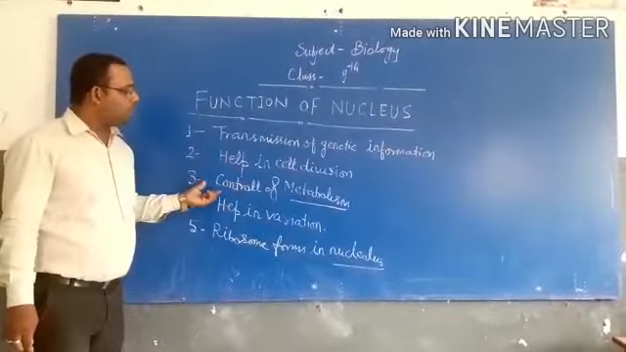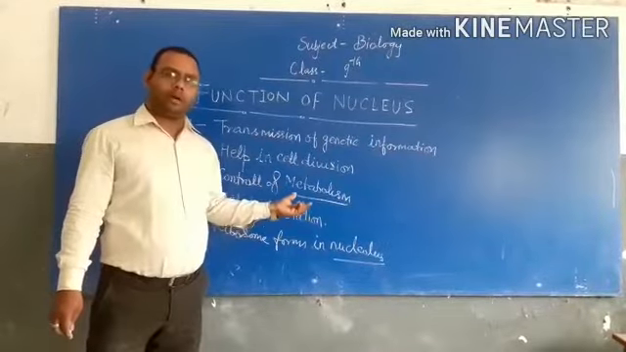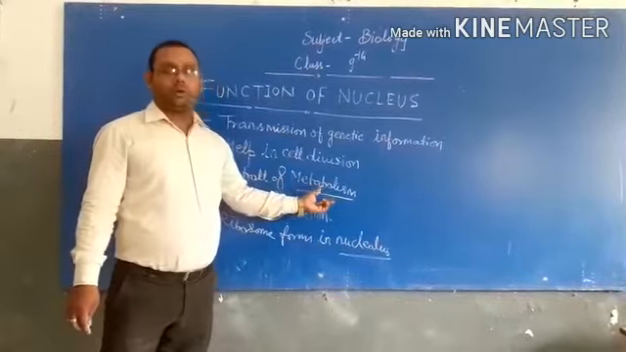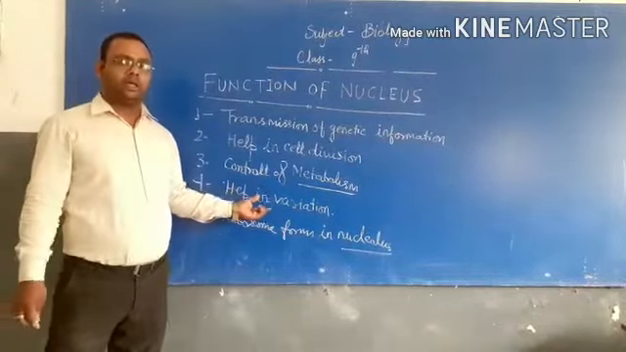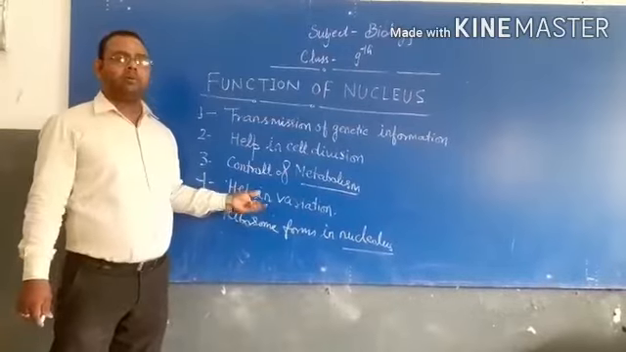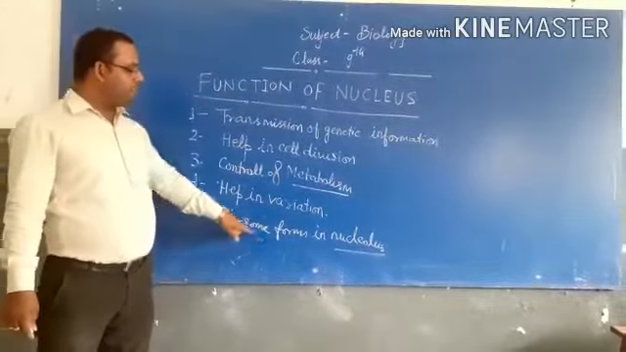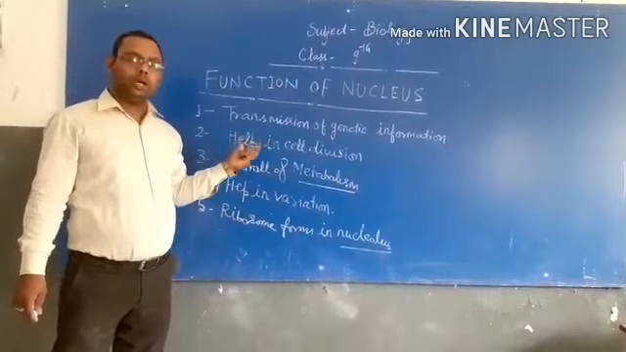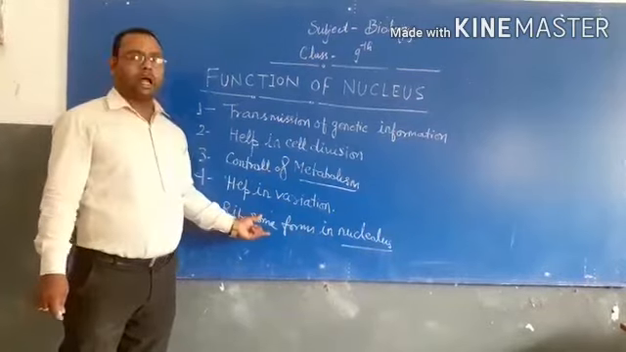And third one is control of metabolism. I know, students, metabolism is made up of two things, catabolism and anabolism. You have already studied this topic in class 8. And the next function is help in variation. If there is a change in DNA, this will cause variation in the body. So it helps in variation. And the next one is ribosome formation in the nucleolus. As you know, the nucleolus is present inside the nucleus, and the main function of the nucleolus is the formation of ribosomes.